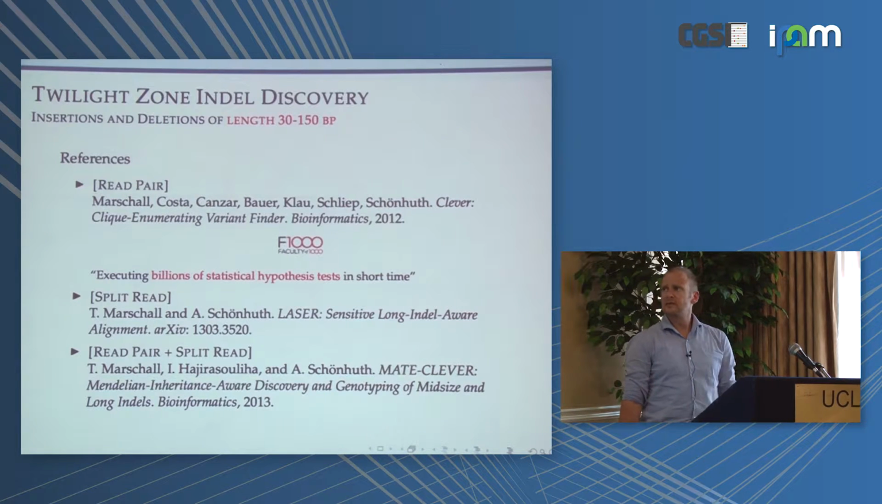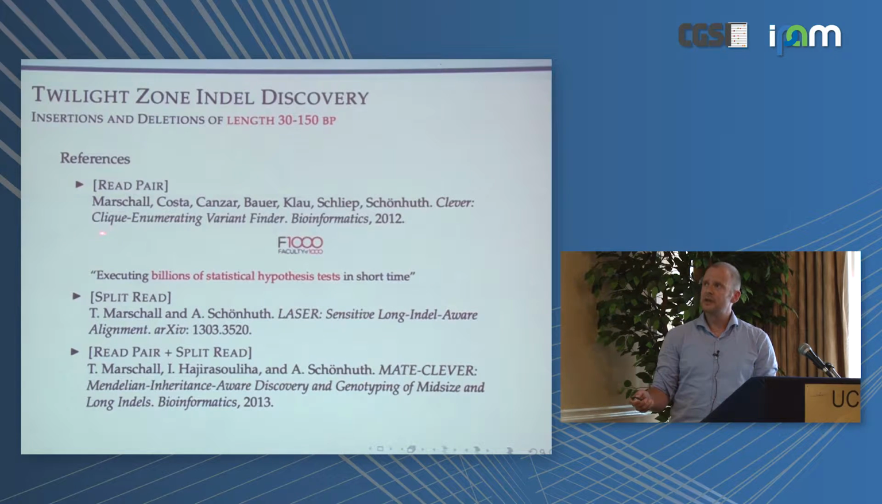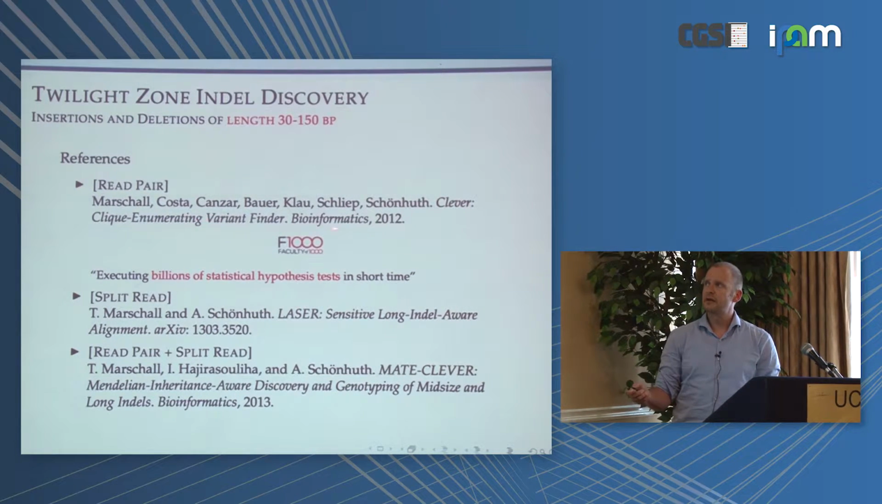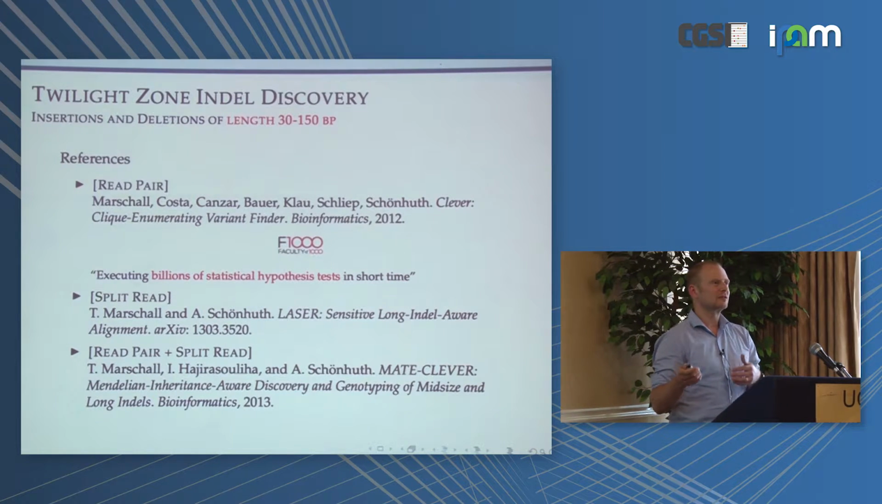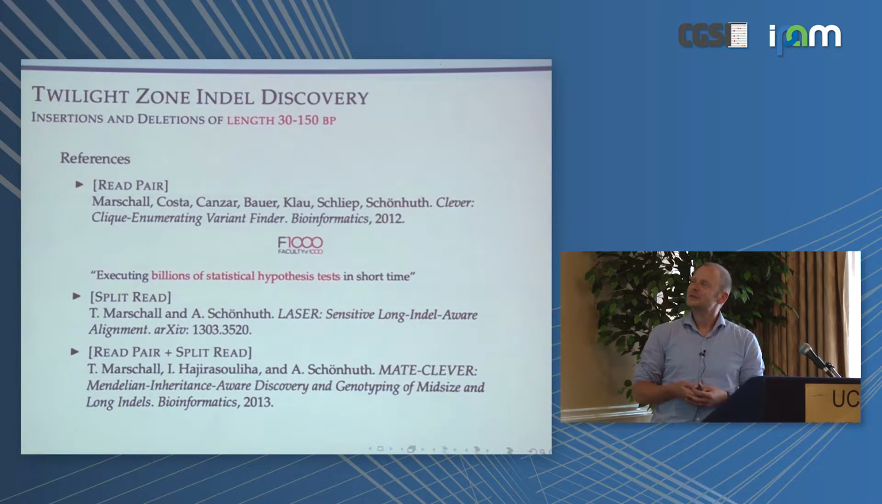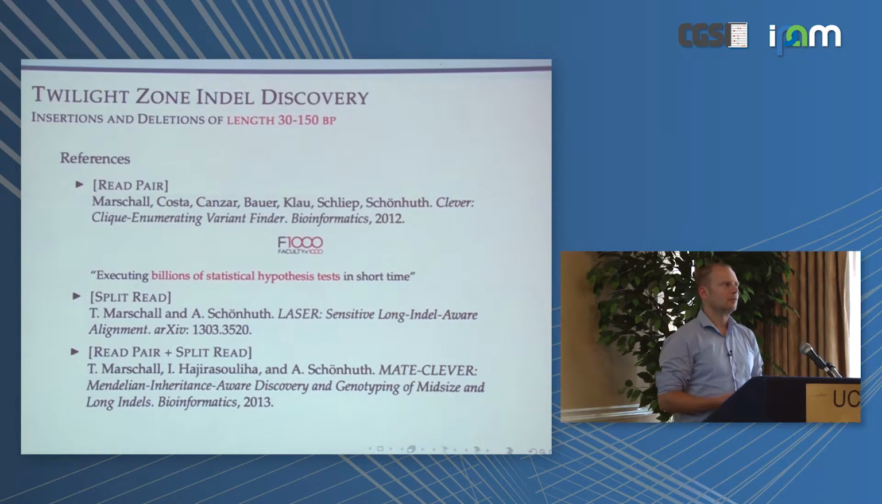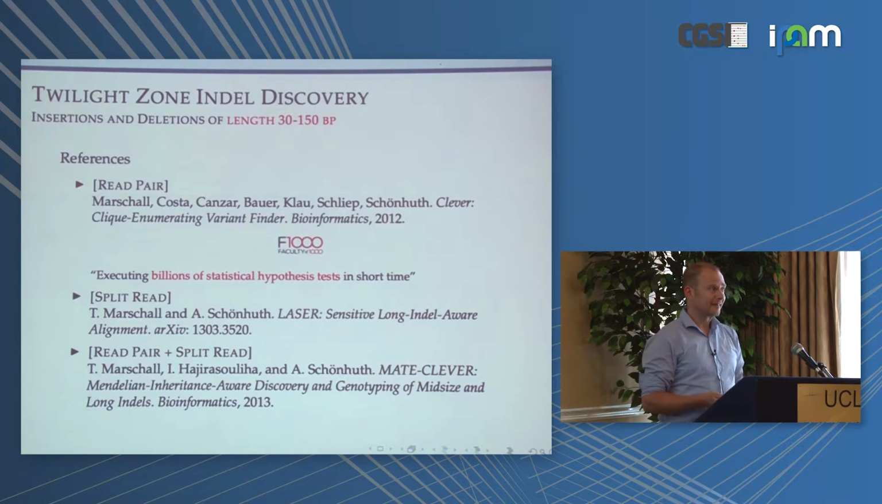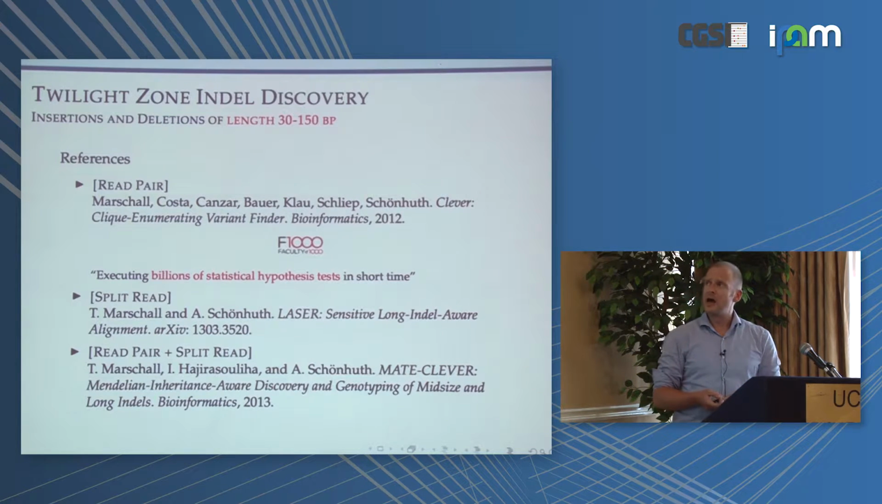I did this a long time ago. In the meantime, we wrote this paper here, CLEVER, Clique Enumerator Variant Finder. It appeared in Bioinformatics 2012. It's actually the first paper where I used Snakemake, as I was told to talk about applications of Snakemake. We were recognized by Faculty of 1000 for that, and we are able to discover variants in fast time. We're not the first ones to do this, but we are by far the fastest.